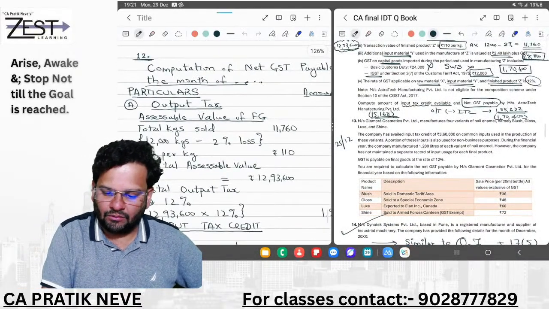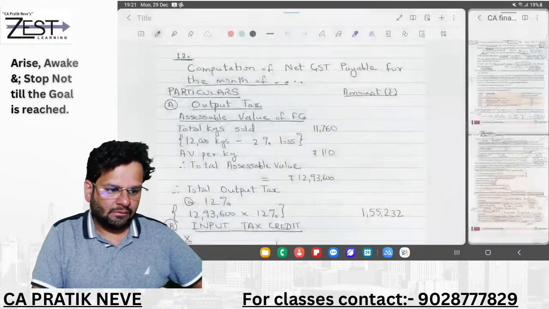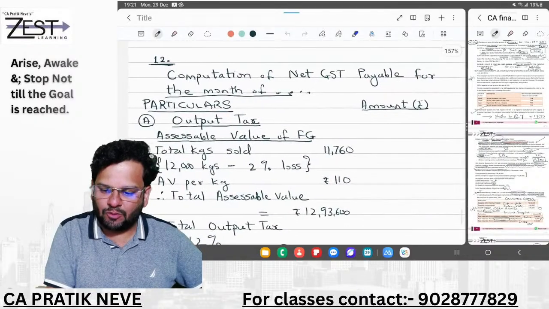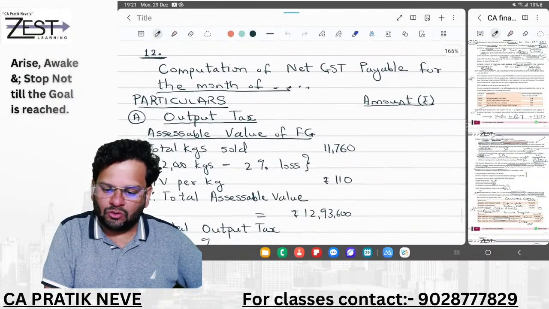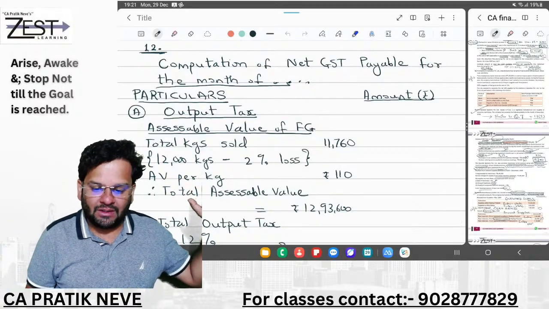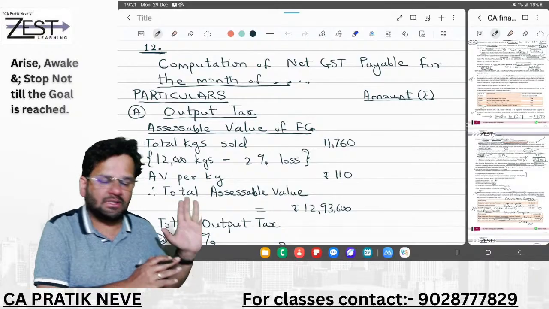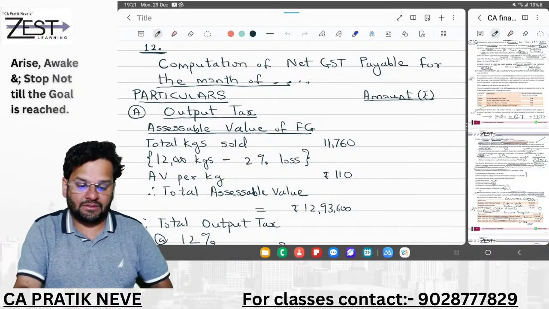See, this is a detailed working. For 2 minutes, I'll leave you with the working. Just take screenshot wherever possible. And I'm going to send you this notebook. So, computation of net GST payable for the month of so and so. Particulars, amount in terms of rupees.